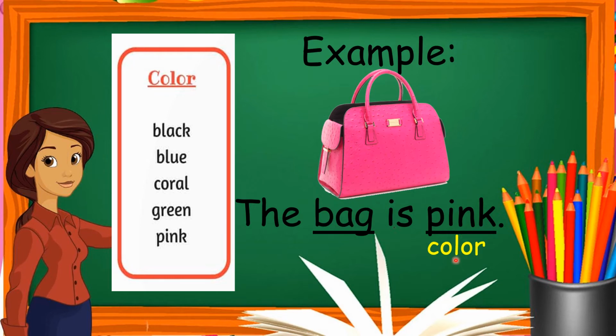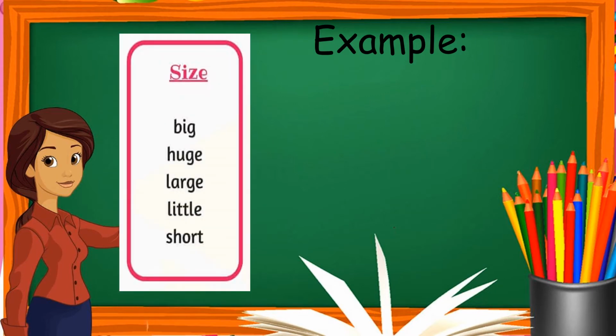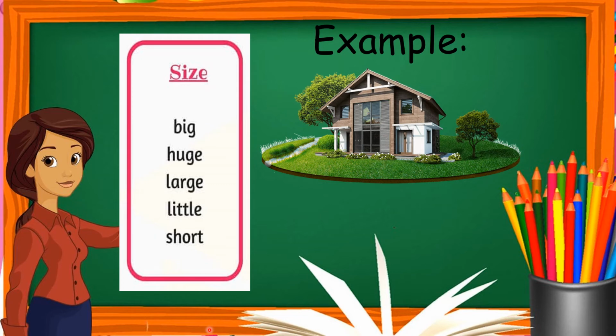Example: red, blue, yellow. That mentions color. That is also still an adjective that describes the word bag, the thing bag, okay? Here, another example: size. It mentions size. Big, huge, large, little, short, small, cute. What else? Okay, here. The house. What can you say about the house? Yes, very good. Big. The house is big.